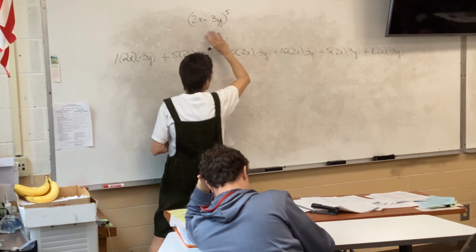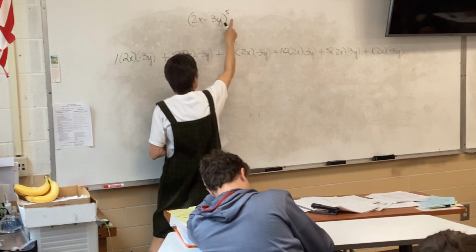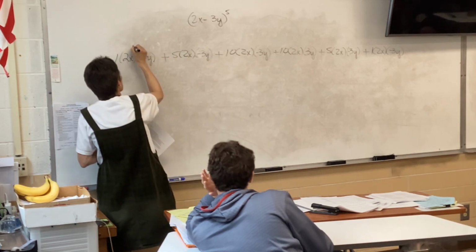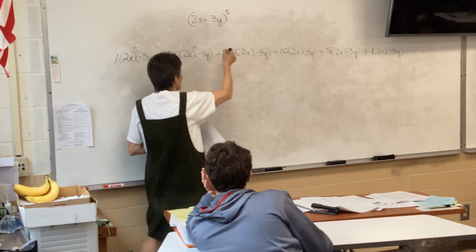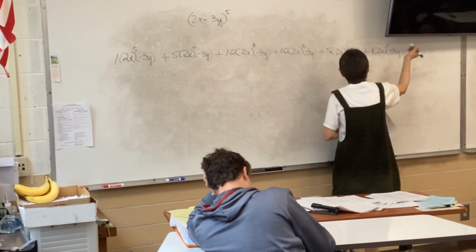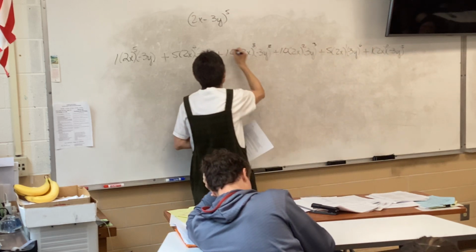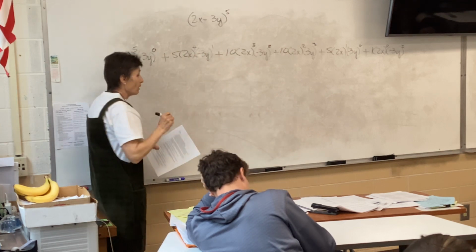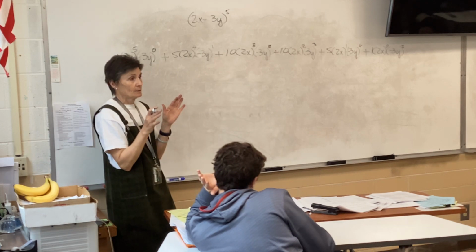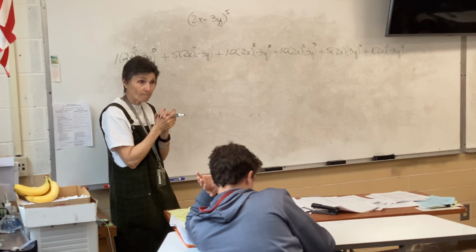So just think about foiling this. If you wrote this out 5 times and started foiling, wouldn't the power on your x be 5 after you multiplied them all together? So this is 5, and then they decrease. And the y's do the same thing, but in the other direction. Now, essentially, the problem is finished. Except for simplifying each term.